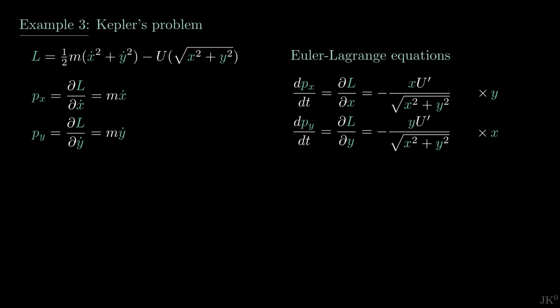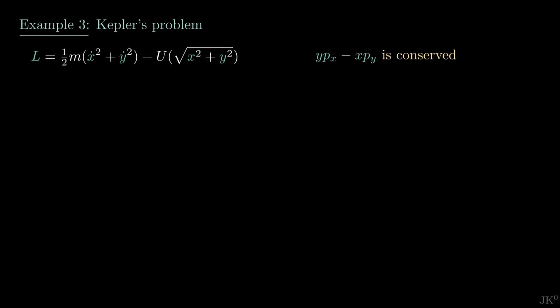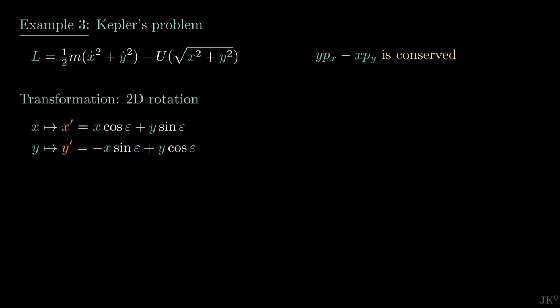However, if we multiply the first equation by y and the second equation by x and check the difference, we find a conserved quantity. Let's see how the Lagrangian of this system changes under an infinitesimal 2-dimensional rotation in the xy plane. This is the general way to rotate coordinates in 2 dimensions.